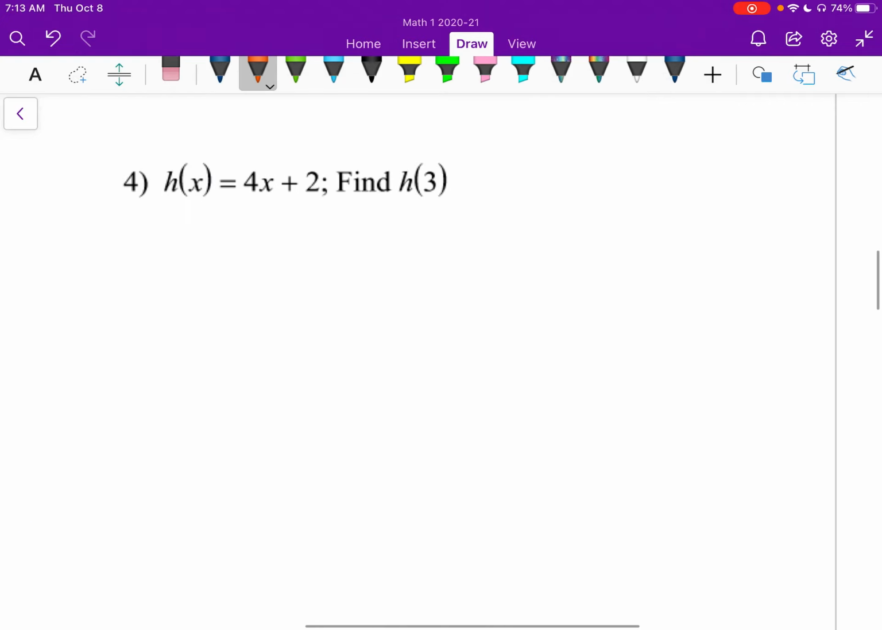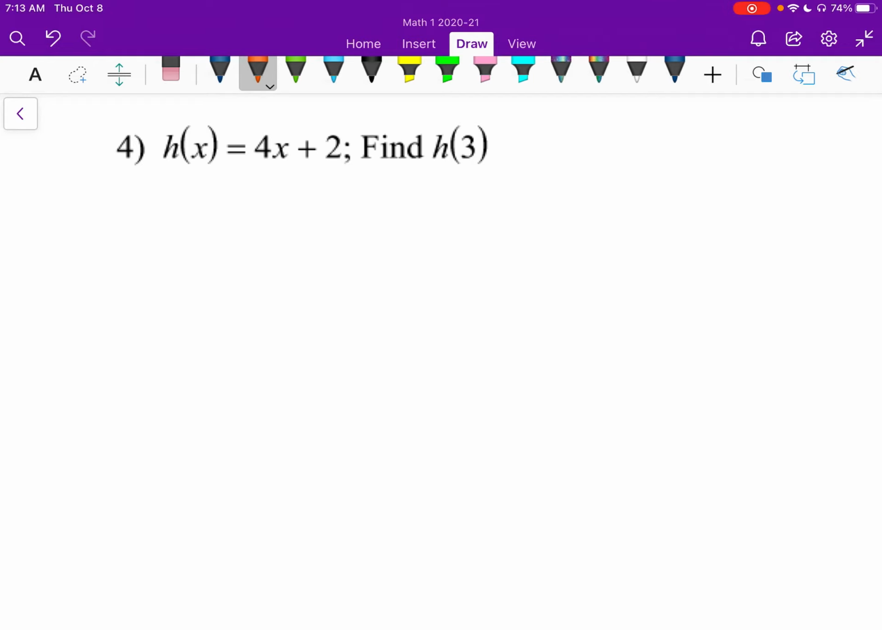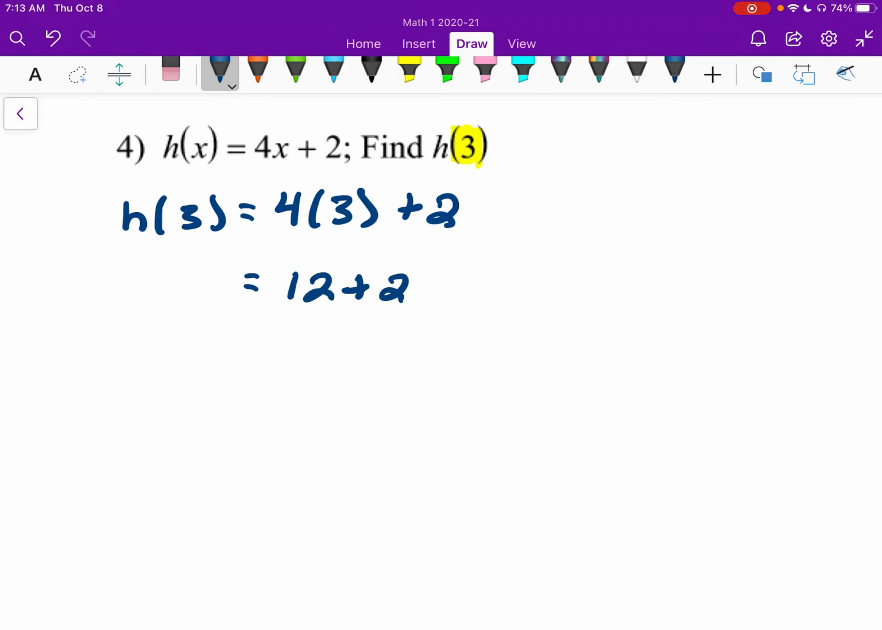All right, number 4. We have another function h. Our variable is x, and it tells us that we want to plug in 3. So we're going to say, well, h of 3 equals 4 times 3 plus 2. This is 12 plus 2, which is 14. So h of 3 equals 14.